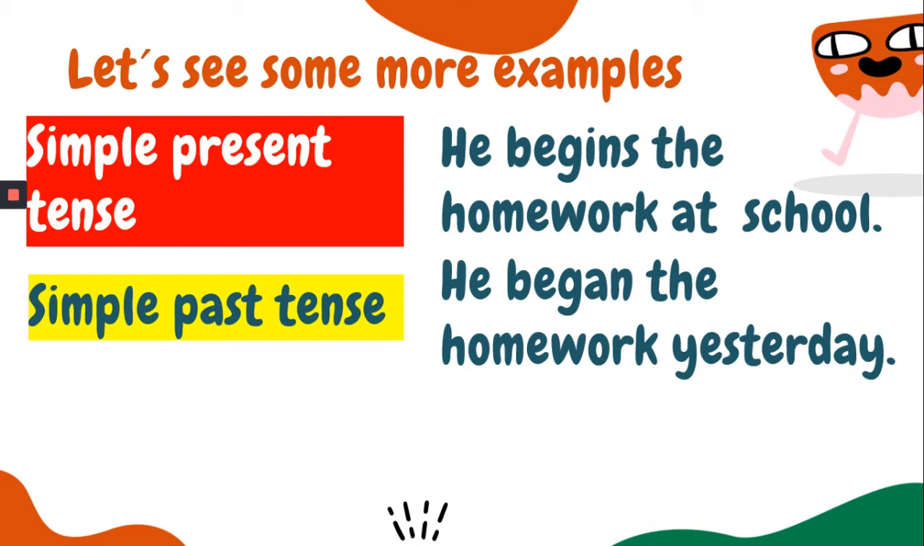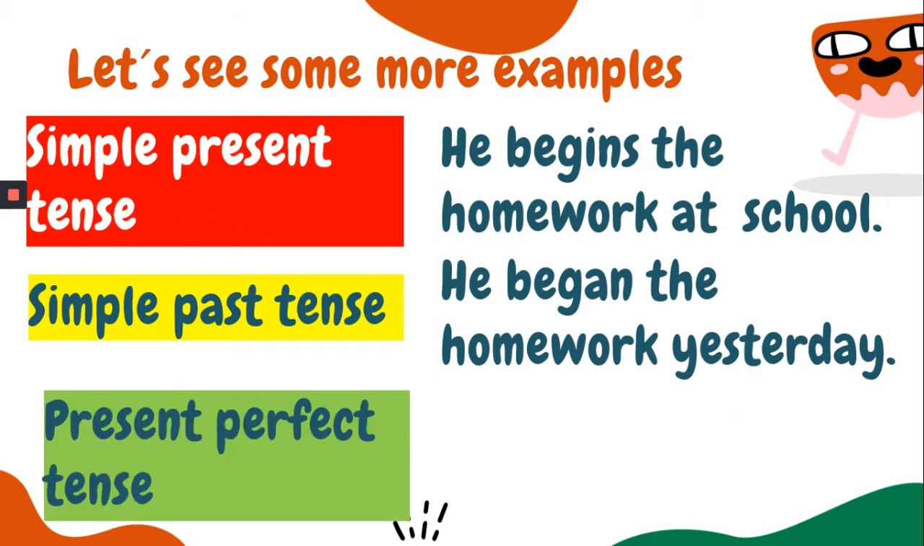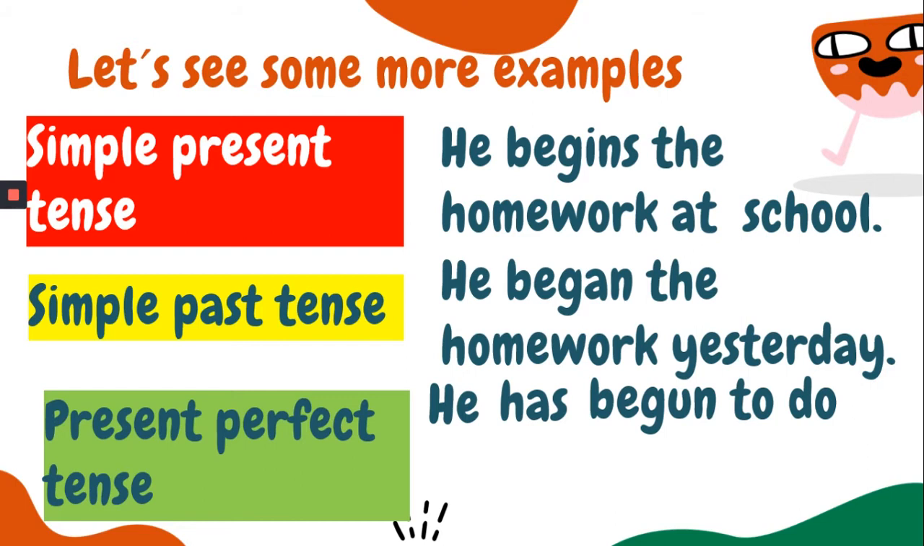And for the present perfect tense, we're going to use the past participle, and we use he, modal auxiliary verb has for third person singular. So we can say he has begun to do the homework. He has begun to do the homework. So he began probably yesterday, and he continues doing it now, and he will probably do it tomorrow or the day after tomorrow. We don't know how long it's going to take for him to finish. So these were some of the examples.